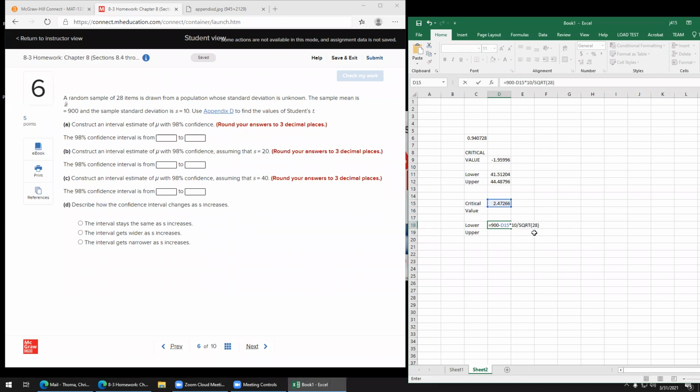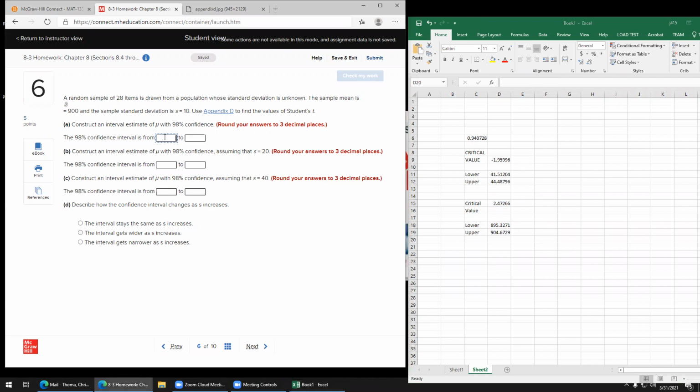So the only difference is, when you know the population standard deviation sigma, use the Z. If you have the sample standard deviation S, then you use the T. So the only difference is finding critical values. One uses norms, one uses T inverse, right? So I, again, ran it down. Again, I can be lazy and just copy my formula and paste it and change it to a plus. And now I have my lower and upper limit again.